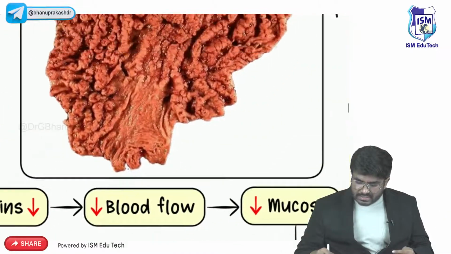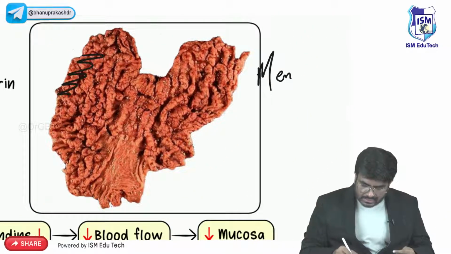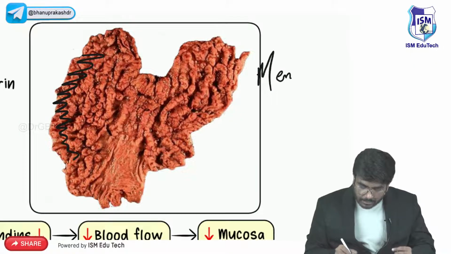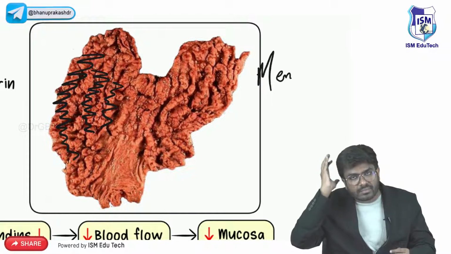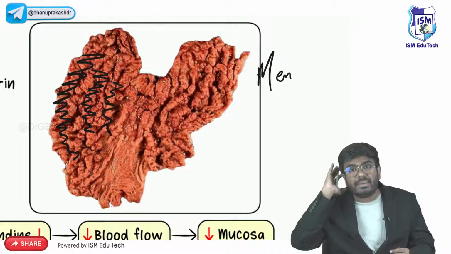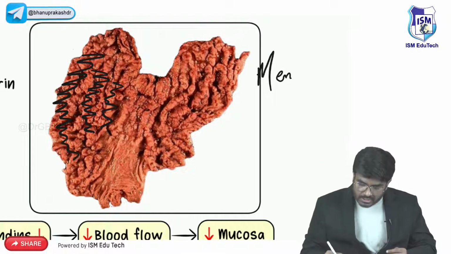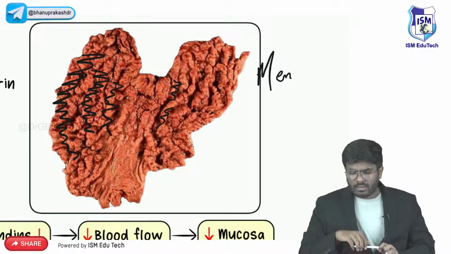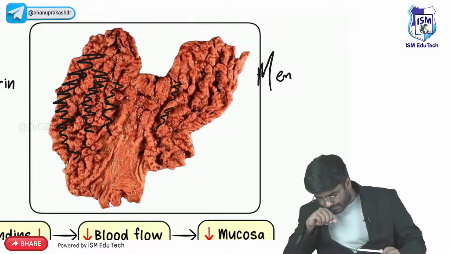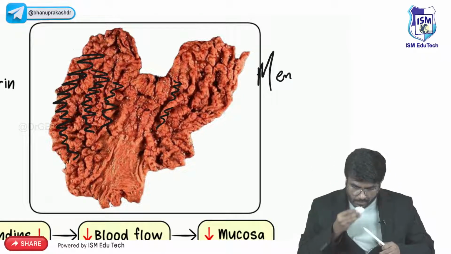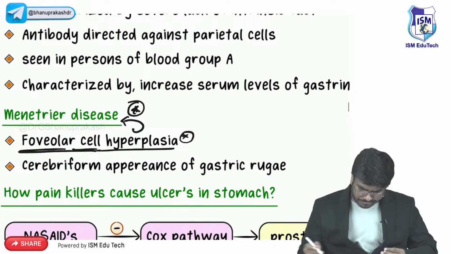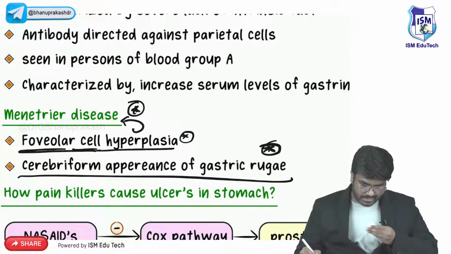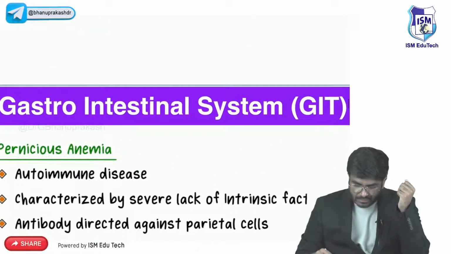So when the foveolar cells undergo hyperplasia, because of this foveolar cell hyperplasia, you will have a brainy appearance, or we will say the word cerebriform appearance of the gastric mucosa. Now the gastric mucosa is appearing like a brain. This is called a cerebriform appearance of the gastric mucosa, which is called Menetrier's disease. See here.